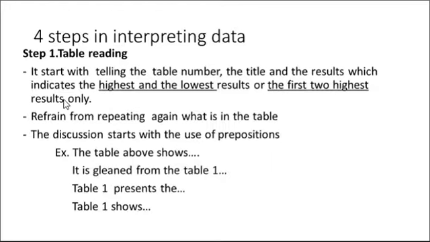So when you do the table reading, you have to start by telling the table number. Okay? So magsisimula ka sa table number, then the title and the results, which indicate the highest and the lowest result. So when you discuss the result, you have to discuss only the highest and the lowest. As well as you can also do it by giving the first 2 highest results only. Do not discuss everything in the table reading. Just discuss the first 2 highest or the highest and the lowest result in the data.